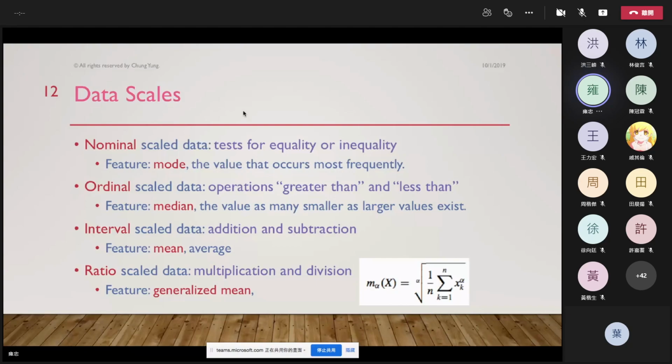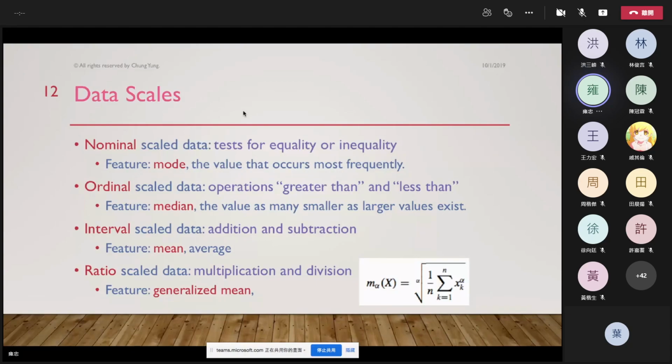The first type of data is called nominal. Nominal scaled data is used for tests of equality or inequality only. So we don't do mathematical computations on the data. We just compare them. Are they equal or not? If the data is used only for comparison of equality, it is called nominal data, nominal scaled data.